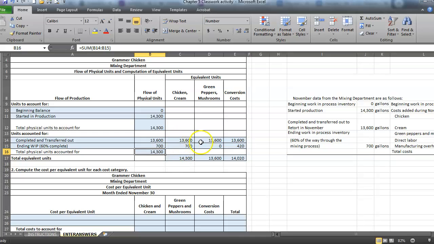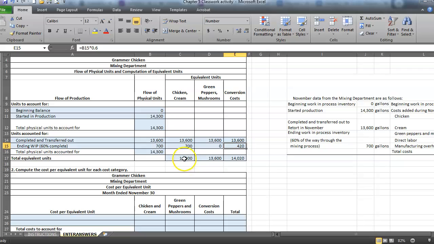So the completed and transferred out is pretty straightforward. It's the 13,600. What we want to think about is what the WIP is, and then how do we compute the conversion costs associated with the ones that are not done yet. And we're going to use the 60% of what's left. What's left to be worked on is 700 units, and it's only 60% complete. So we want to use that 60% in calculating the conversion cost, considering only 60% is complete at this point.